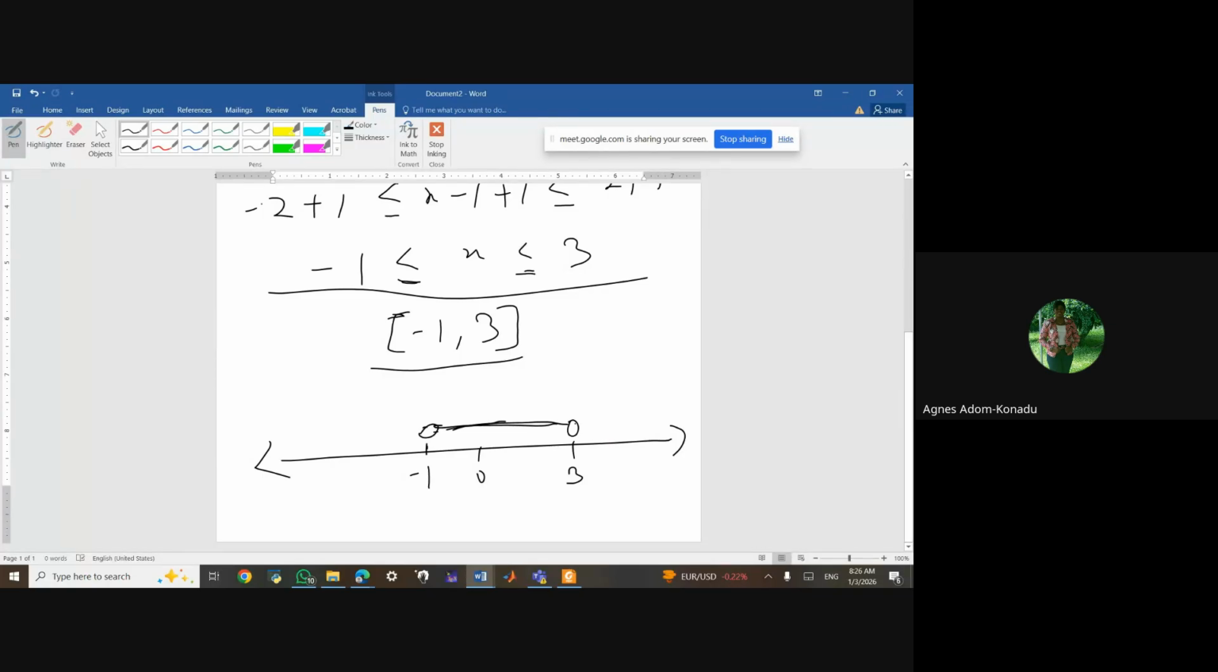So it means that this is what I'm looking for. It's greater than or equal to negative 1, and then less than or equal to 3. So I have to shade this. So this is the interval I'm looking for.